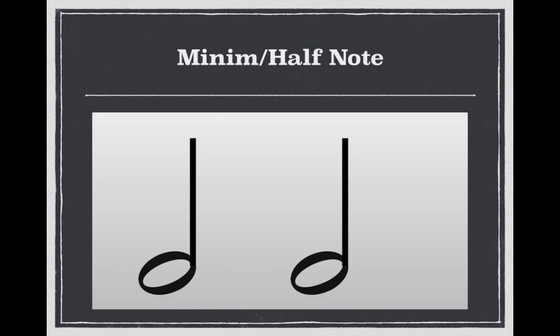Okay, now let's mix things up a little bit. The minim, or half note, lasts for 2 beats. So in order to clap this rhythm, we need to do this. 1, 2. 1, 2. 1, 2. So this will mean that you'll actually count 2 for just the one clap. So when you're clapping 2 minims, which look like this, you would actually perform it like this. 1, 2. 1, 2.